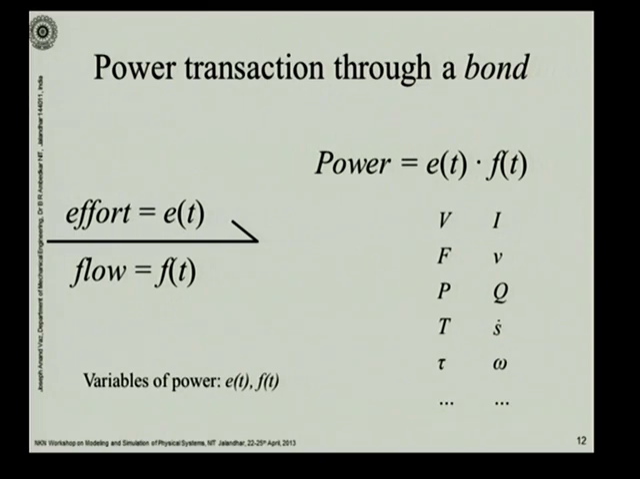Now, we shall continue. We have already seen how power can be transacted through a bond, and Professor Henry Paynter insisted that the power arrow or the power bond should be different from a conventional bond. A conventional signal bond carries information of just one variable, whereas a power bond carries information of two variables, and the product of these two variables is always power.